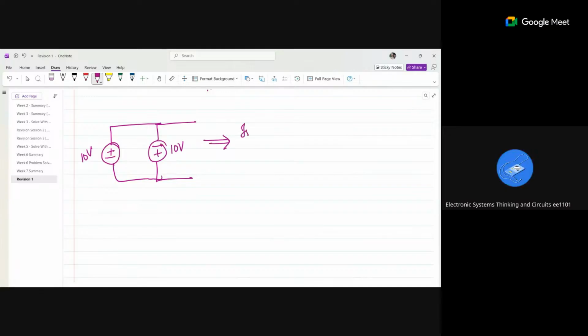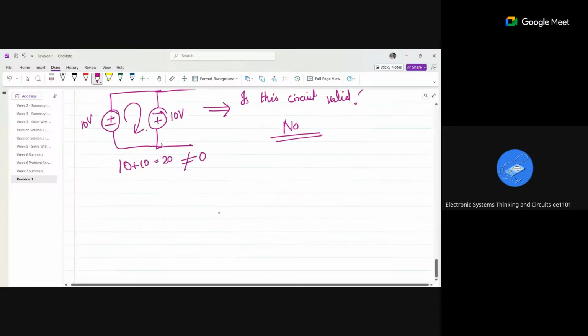Is this circuit valid? No, ma'am, because the voltage increase is equal to the voltage decrease, so there would be zero voltage across. So this is not a valid circuit, because here the potential drop is actually 20, not equal to 0.